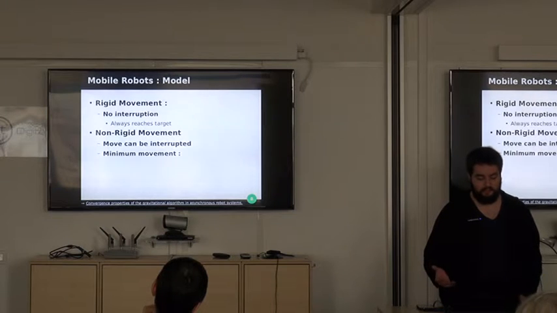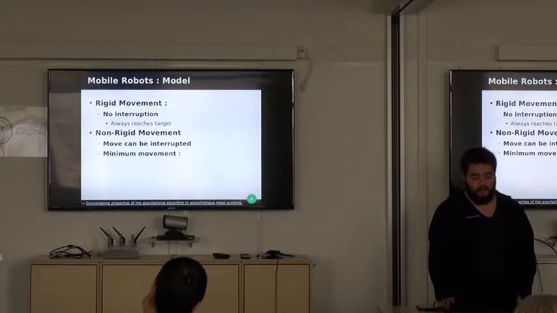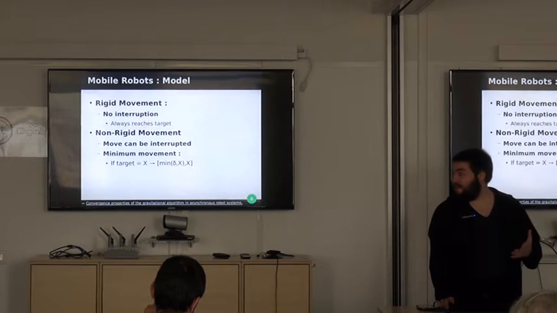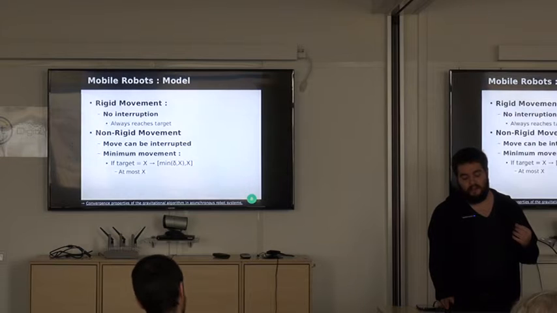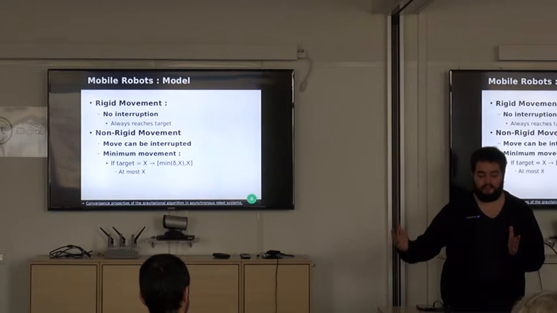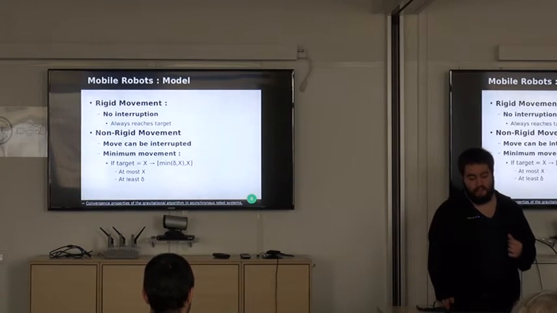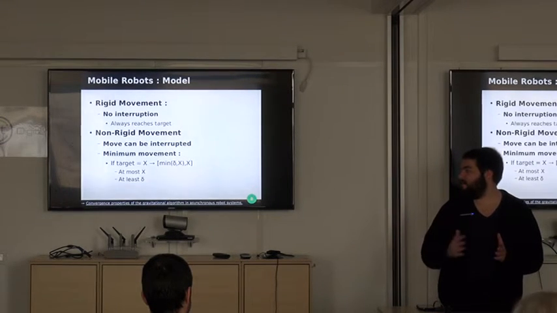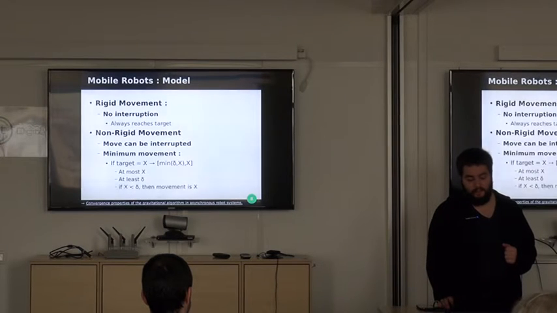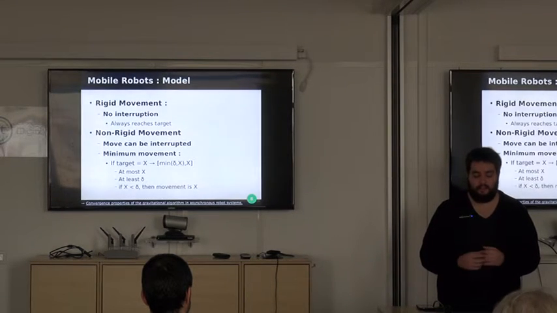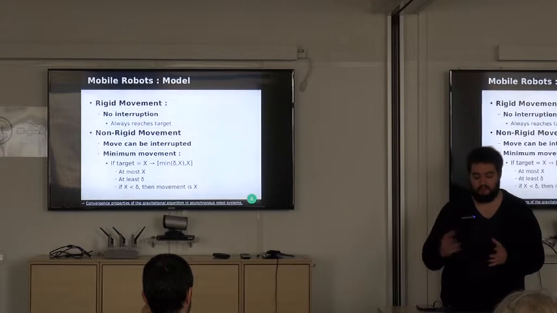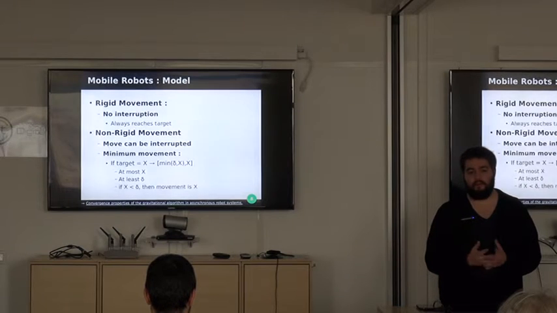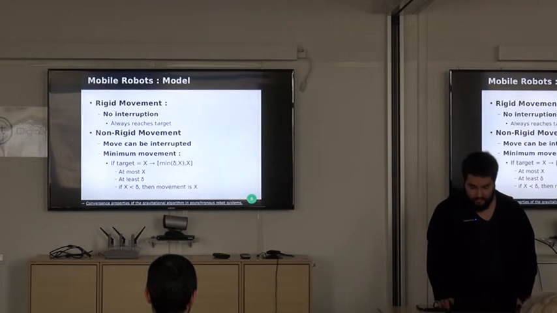So we have what we call a minimum movement hypothesis, which is called delta. And so the idea is if I have a target at a distance x, then I'm moving at most x, so that's the best case when I'm reaching my target, but I'm also moving at least a distance of delta. So the scheduler cannot stop me before moving at least delta. And if my target is closer than delta, then my movement is going to be x. And delta is not known by robots. It's an arbitrarily small distance that is not known.